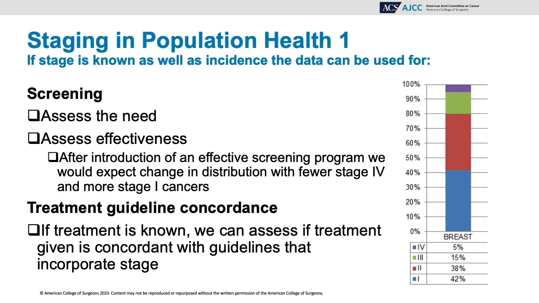Staging is also used in population health. If stage is known, then the data can be used to assess the need for screening, as well as the effectiveness of screening, so that if we have an effective screening program, we would expect to see fewer stage 4 disease patients and more stage 1 cancers. And we also want to know if there's concordance with treatment guidelines. If we know the treatment, we can assess if the treatment given is concordant with guidelines that incorporate stage.